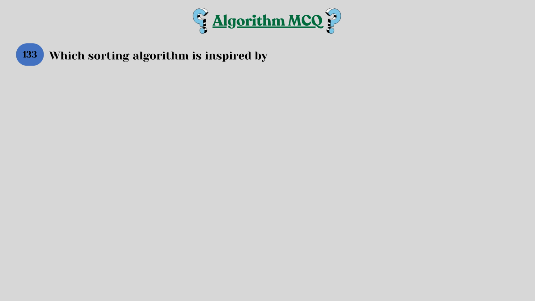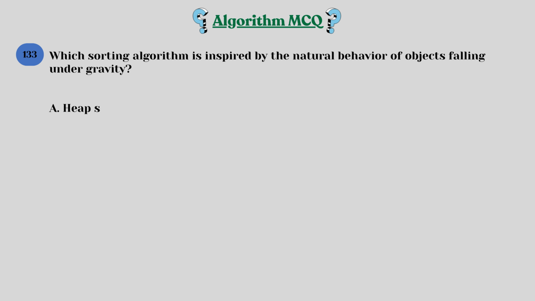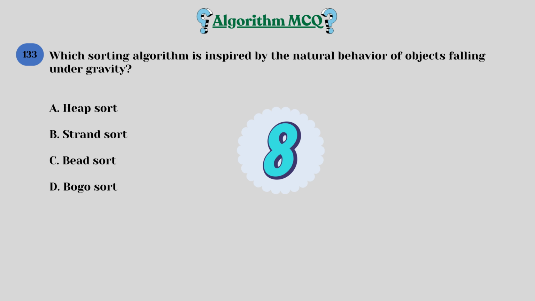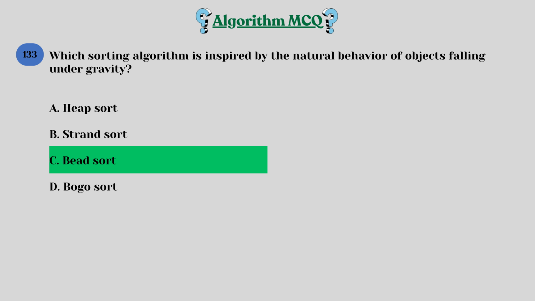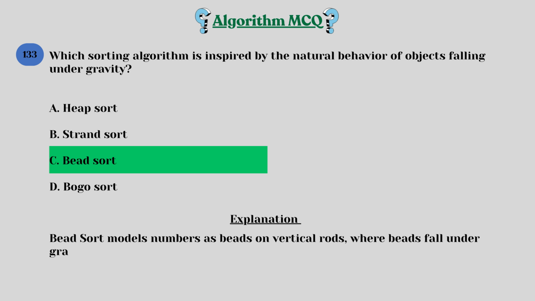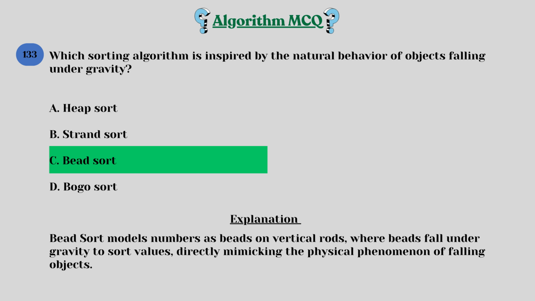Which sorting algorithm is inspired by the natural behavior of objects falling under gravity? Correct answer, bead sort. Explanation, bead sort models numbers as beads on vertical rods, where beads fall under gravity to sort values, directly mimicking the physical phenomenon of falling objects.